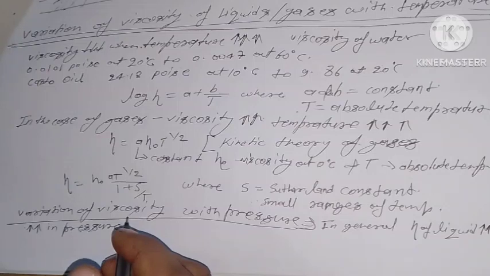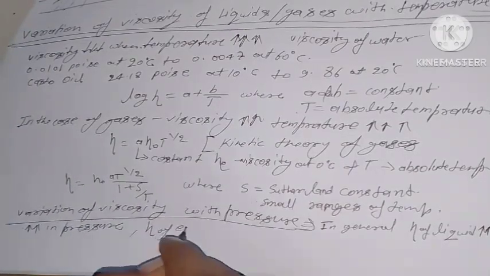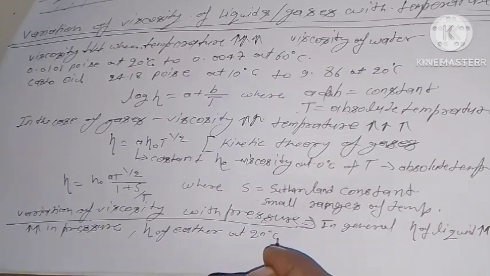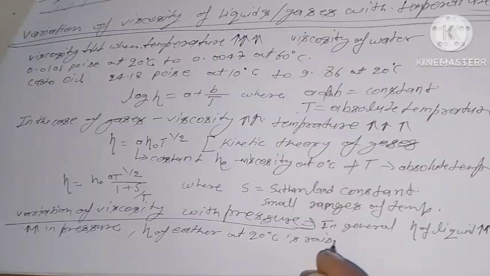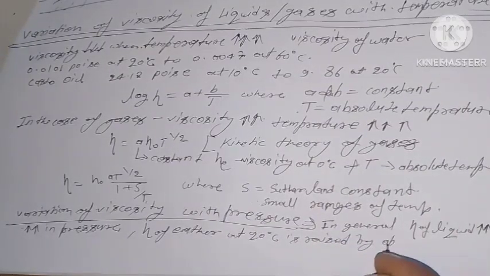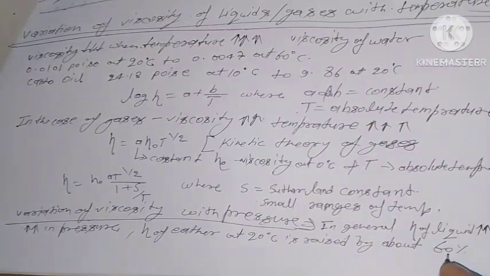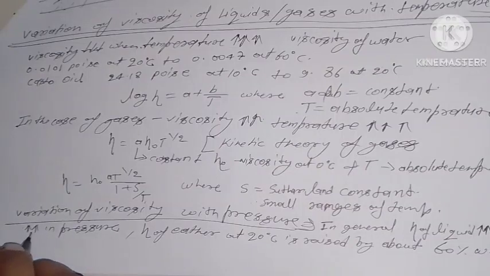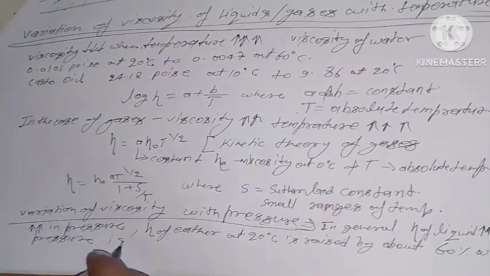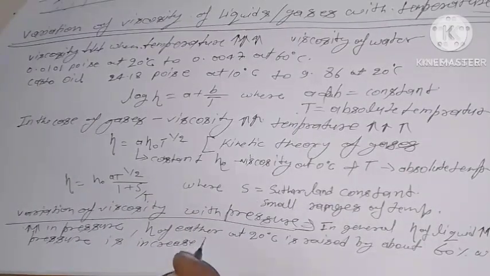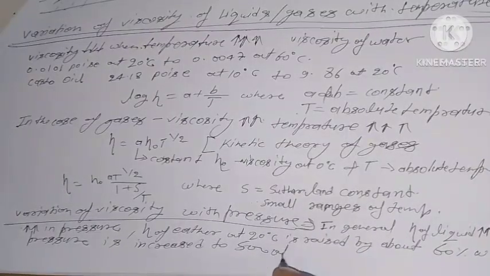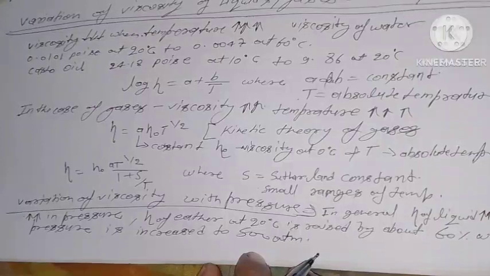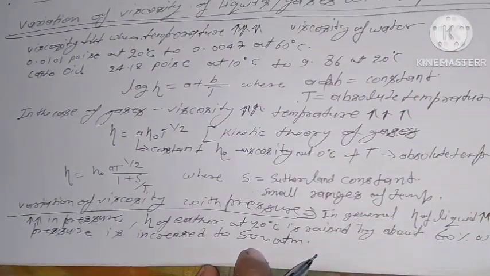For example, the viscosity of ether at 20 degrees Celsius is raised by about 60% when pressure is increased to 500 atmospheres. In case of water at normal temperature, there is a decrease in viscosity for the first few hundred atmospheres.